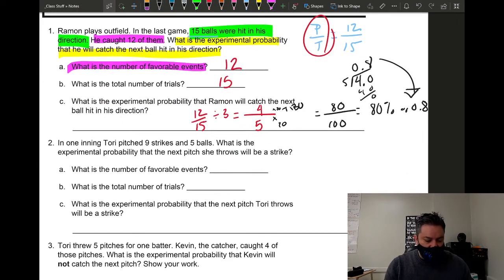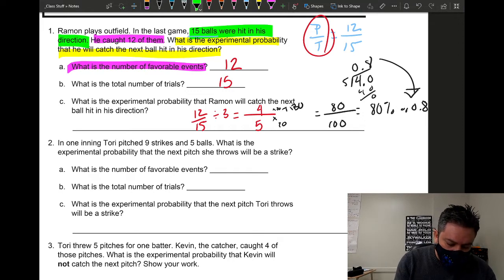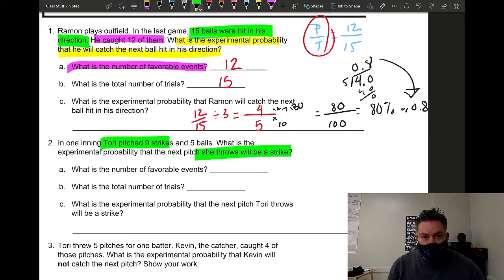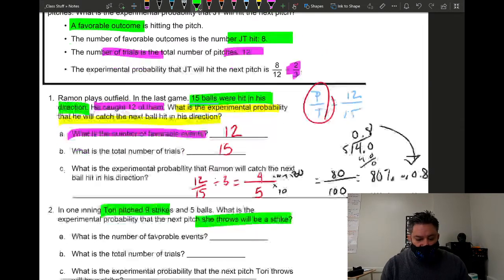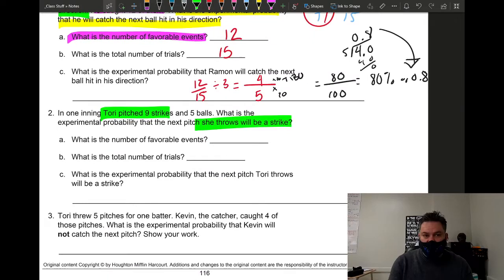It says, in one inning, Torrey pitched 9 strikes and 5 balls. What is the experimental probability that the next pitch she throws will be a strike? This one is a little different because we know she pitched 9 strikes and we're looking for strikes. However, the total number of trials is not necessarily given to us as a number. We have to come up with that.